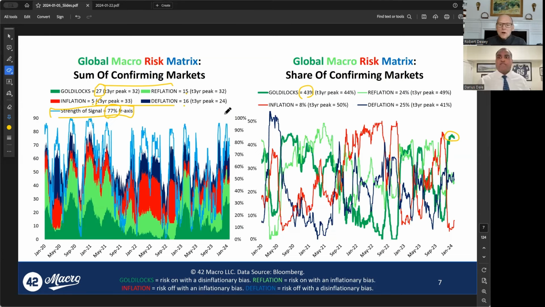How often are these in kind of order: Goldilocks, reflation, inflation, deflation, in bearish to bullish? Is that like a spectrum, or are these just separate categories and it bounces from one to the other all randomly? Yeah, they're all separate categories. So Goldilocks is typically the most bullish, followed by reflation. Inflation is the most bearish, followed by deflation. Deflation is a mixed bag.